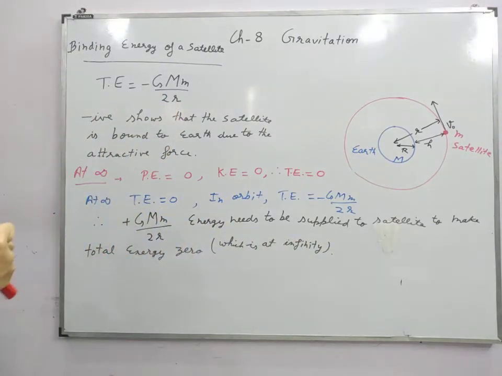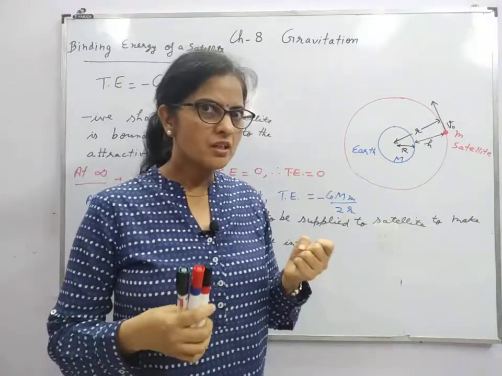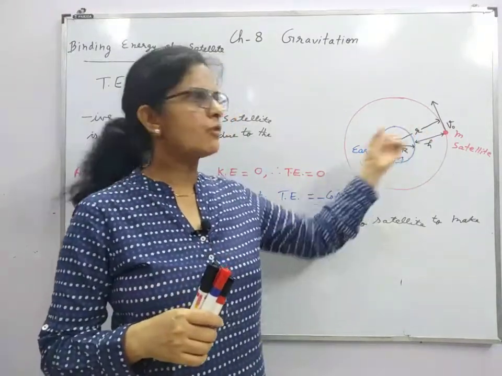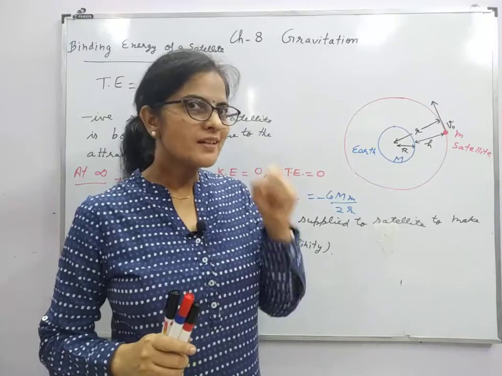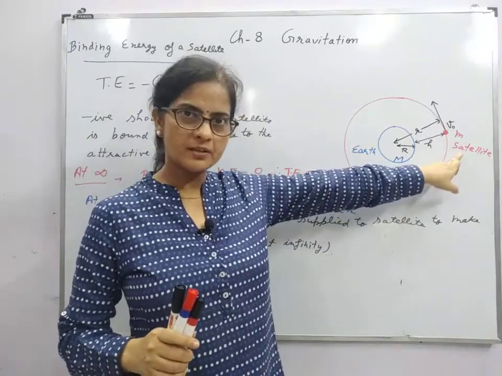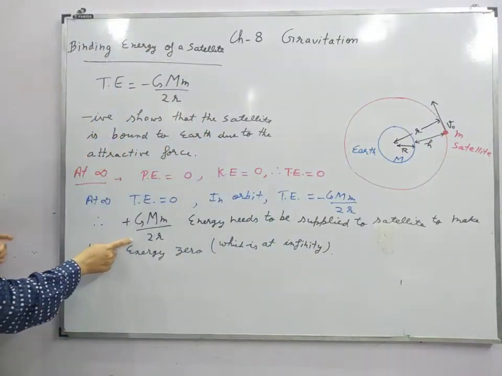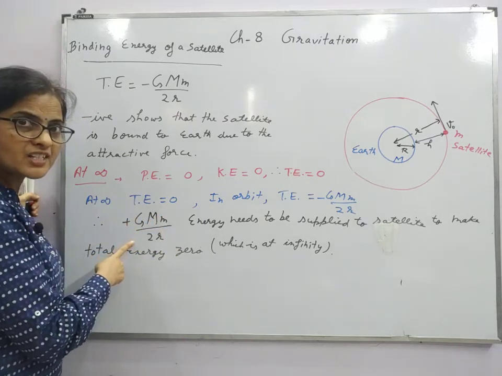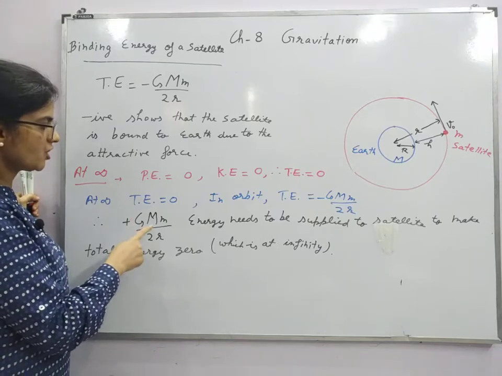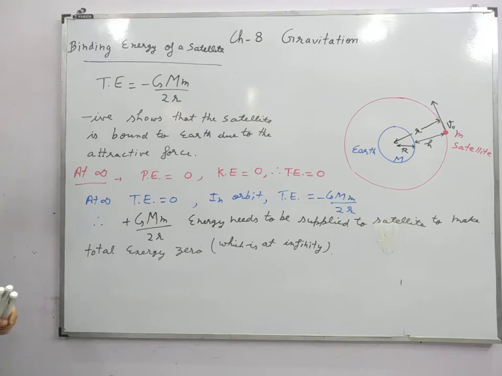So how do we define binding energy? On the basis of this discussion, we are defining binding energy. Binding energy, as the literal meaning gives, is the energy by which it is bound towards the earth. But technically, binding energy is the energy which is required to be given to the satellite to send it to infinity, right? And that is clear by this discussion that this much energy is to be supplied to send it to infinity. So that means the binding energy is plus GMm upon 2r, which is opposite in sign to the total energy, right?